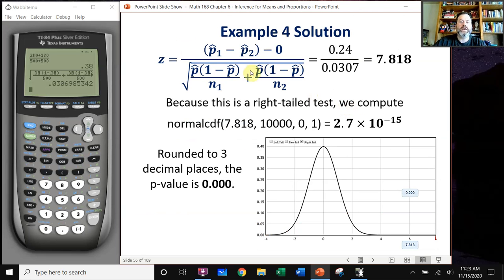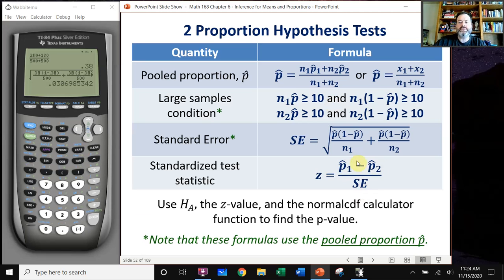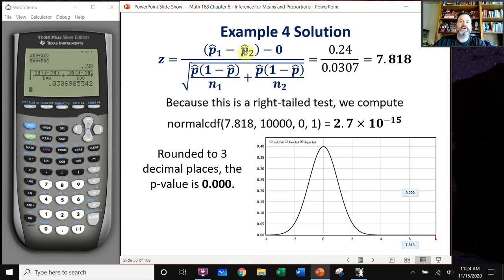Next, we need to use this. So let me go back and show you what I'm using here. I'm just using this standardized test statistic, p-hat 1 minus p-hat 2, divided by the standard error. The standard error is this whole thing, but we've already computed it. If you want to type this whole thing in one step, you're also allowed to do that. I don't recommend it, but you're allowed to do it. So that's what it says here, right? This is the full version of the formula.